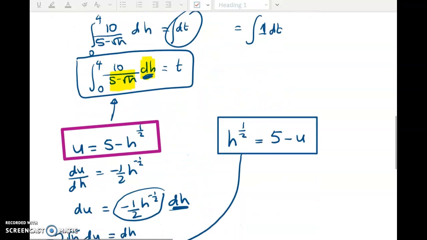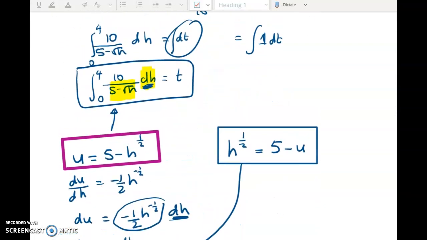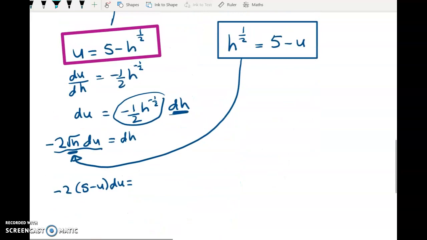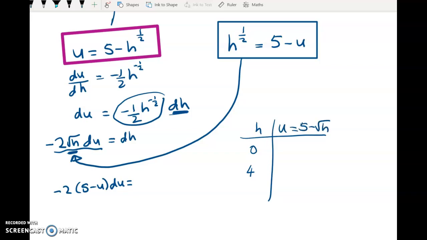But going back to my integral, we're now going to be able to substitute this out, and we can do this one. And the last thing we've got to do is work with our limits. So my h limits are 0 and 4, but u is equal to 5 minus root h. So 5 minus 0 is 5, and 5 minus root 4 is 3.